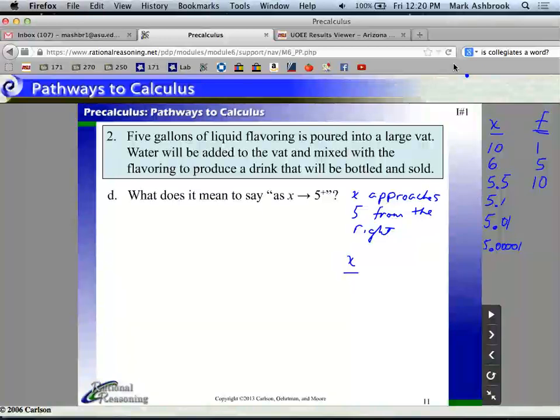So let's write the function here. 5 over x minus 5. Is that 50? That's 50. 5.01. 500. So what does that number 500 mean, and why does it make sense? Tell the person next to you. What does the number 500 mean, and why does it make sense when the input is 5.01? Go.